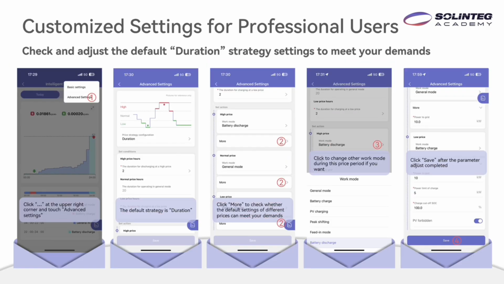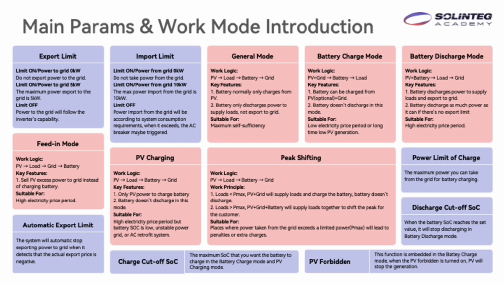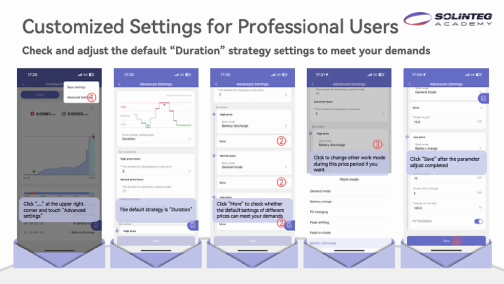So let's move to the next part about some of the advanced settings of our app. I will use this as an example. This is a real application from our app. This is a test plant that can show us how to set the intelligent mode in our app.